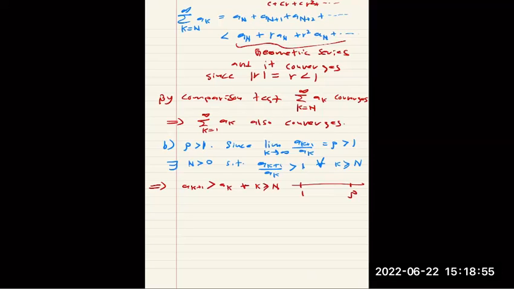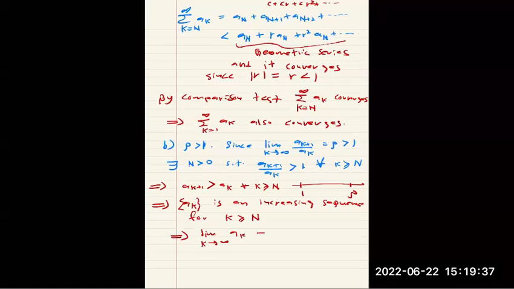Okay, what does this tell you? If this is true for all k greater than or equal to n, what does that tell you? That tells you that this is an increasing sequence after k is equal to n. So that implies that a_k is an increasing sequence for k bigger than or equal to n. And that implies the limit as k goes to infinity of a_k is not equal to 0.